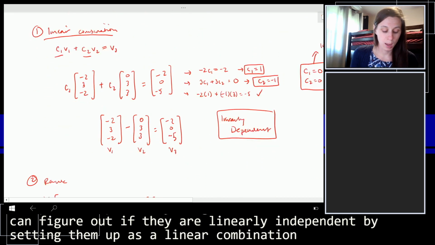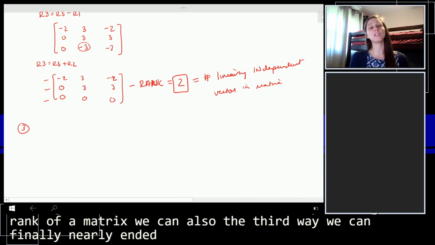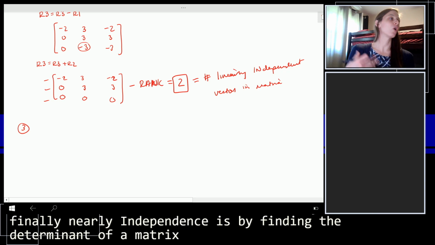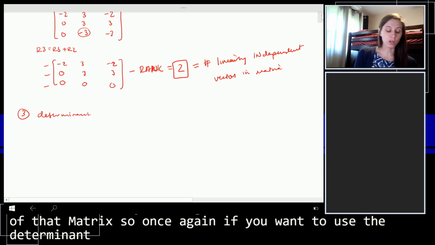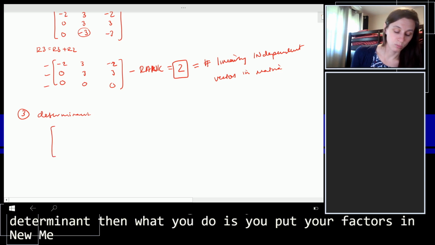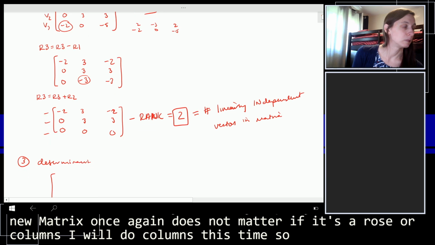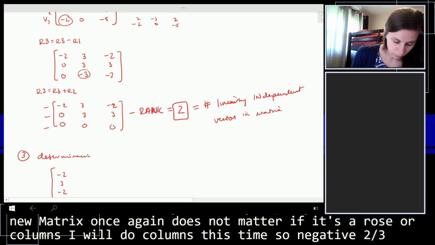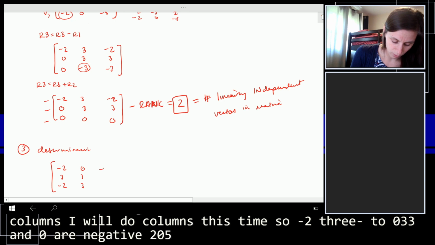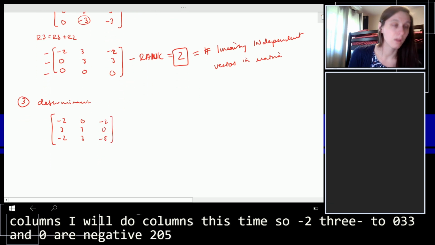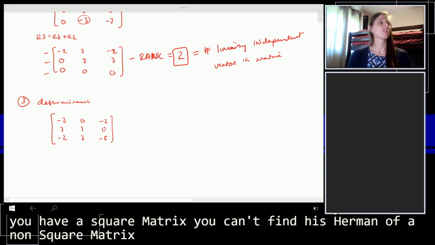Okay, so given a set of vectors, we can figure out if they are linearly independent by setting them up as a linear combination, or by finding the rank of a matrix. The third way we can find linear independence is by finding the determinant of that matrix. So once again, if you want to use the determinant, then what you do is you put your vectors into a matrix. Once again, it does not matter if it's rows or columns. I will do columns this time. So -2, 3, -2, 0, 3, 3, and 0, -2, 0, 5. Keep in mind, this only works if you have a square matrix. You can't find a determinant of a non-square matrix.